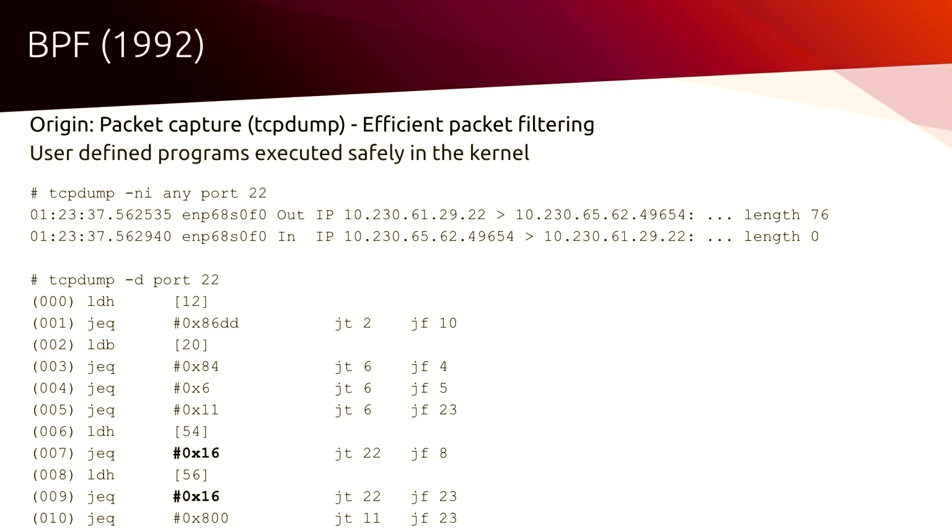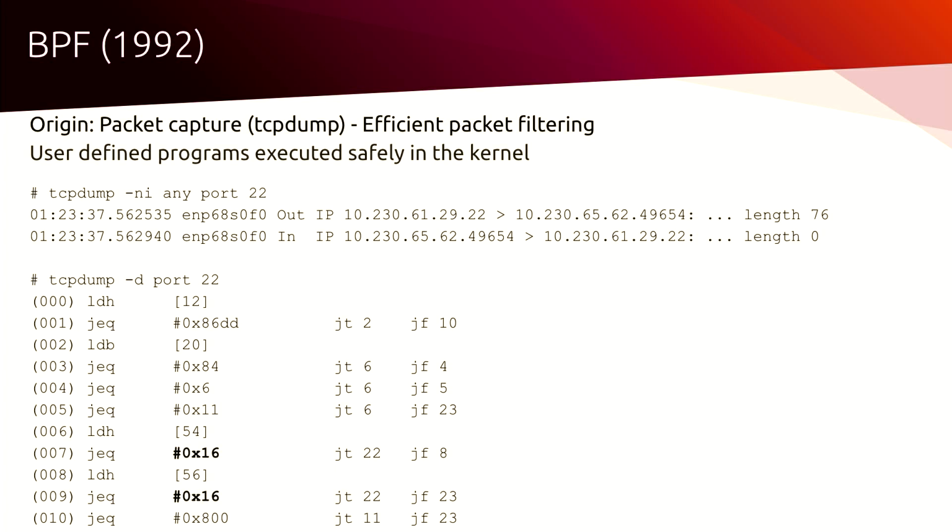And so the origins of BPF were in packet capture. So when you ran TCP dump and you were filtering on port 22, without BPF, every single packet would have to be sent in the same way we've just been discussing, sent out of the kernel into TCP dump. It would then parse the packet and only print it if it matched. And at gigabits a second, that's going to be a problem.